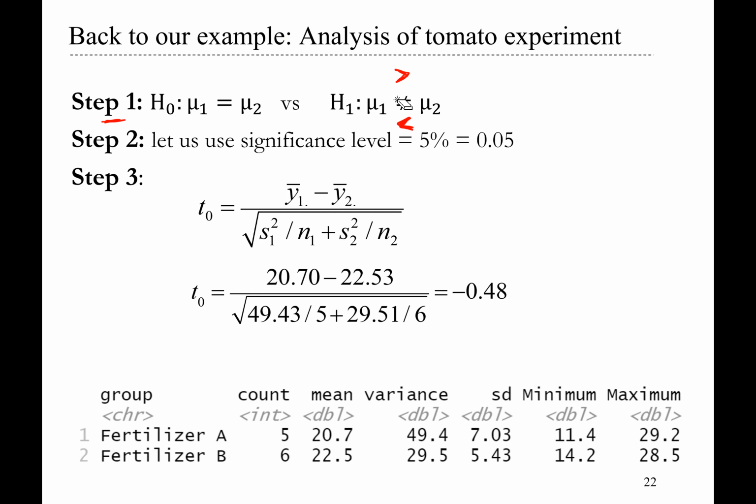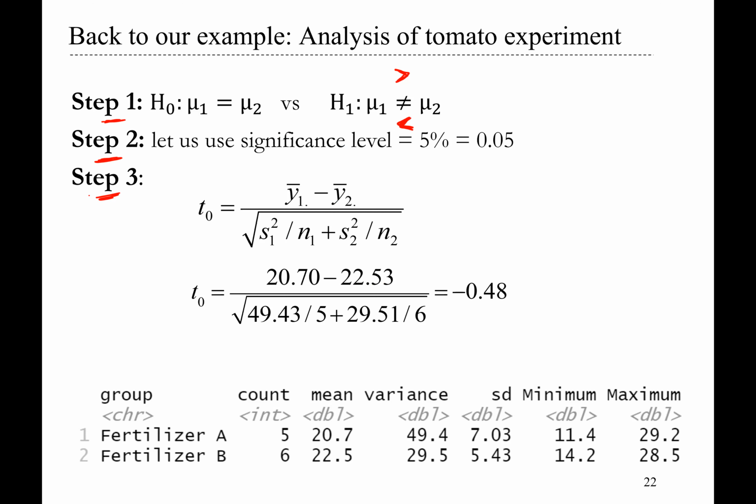What does it change based on this one? The only change is the p-value. When you calculate the p-value using the applet, you need to give this information to the applet: greater than, less than, or doesn't equal. The second step is the same. Alpha is 5%. Third step, this is the formula.